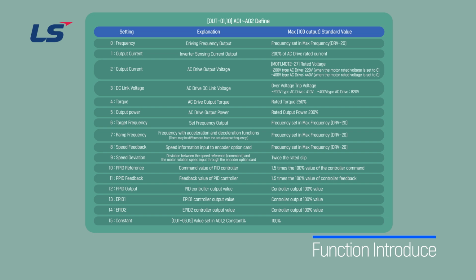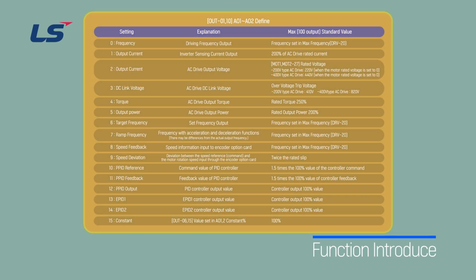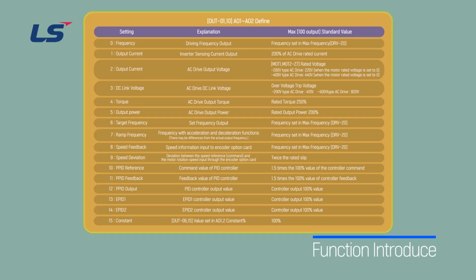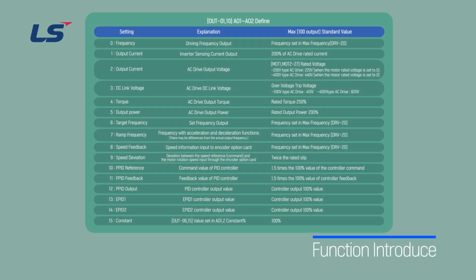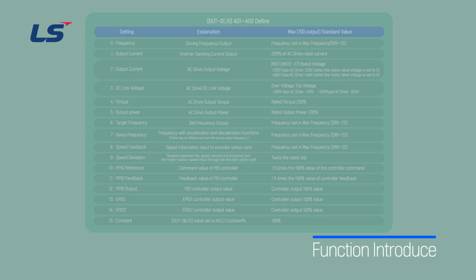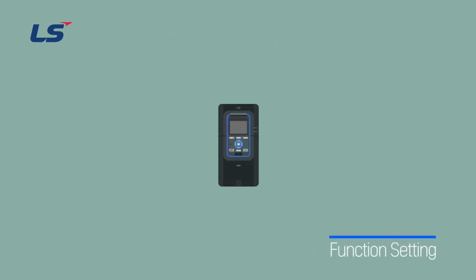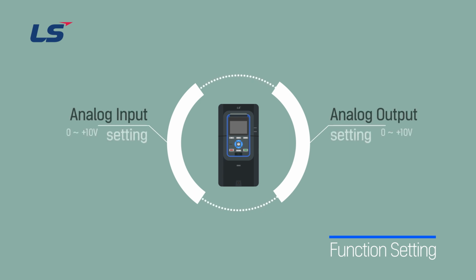The same applies to analog output. Through multifunctional analog output terminals like A01 and A02, you can convert inverter operation information such as output frequency or output current into voltage or current for output. Here too, you can adjust the actual output voltage or current according to the output values. Next, we will look at how to set the analog input and output ranges.